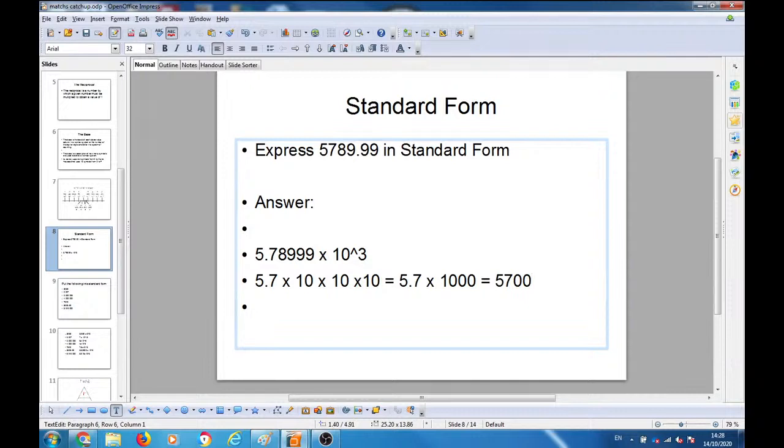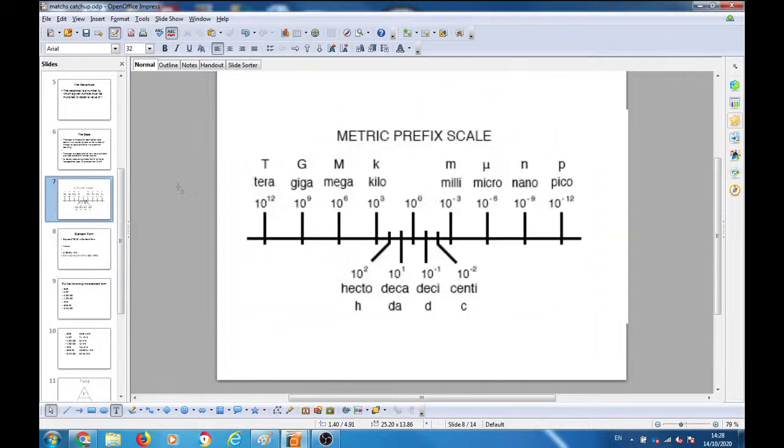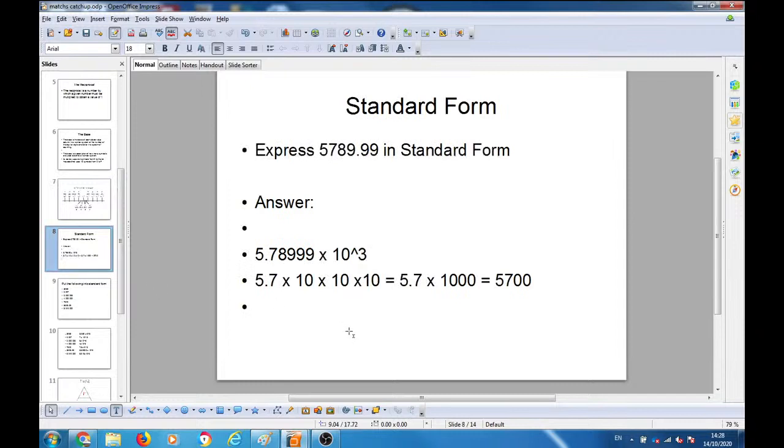So why do we do this? Why do we use this 10 to the power of 3? Or when we use engineering terms, why do we use the term kilo? So we say 5.7 kilo, or for mega, 5.7 million or mega. And the answer is it's meant to make life a lot easier on us.